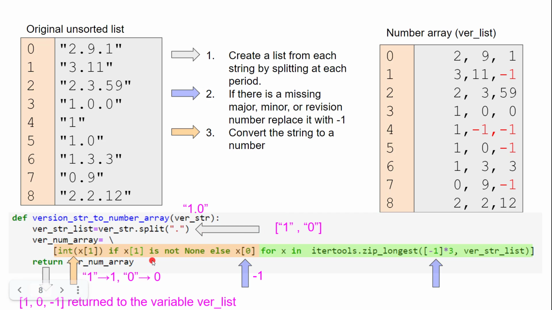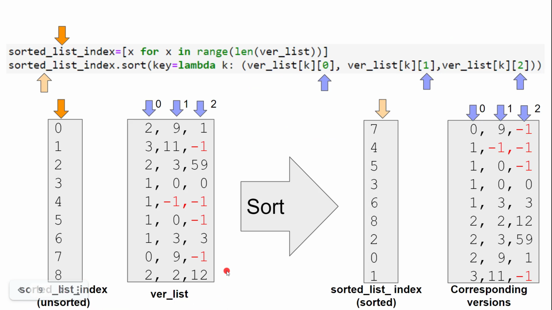First, the string is converted to a list of string numbers by splitting it along the dots. Next, if there are any missing major, minor, or revision numbers, they are replaced by a -1. Also, in this step, the string numbers are converted to actual numbers. Finally, the array of numbers is returned into the variable ver_list.